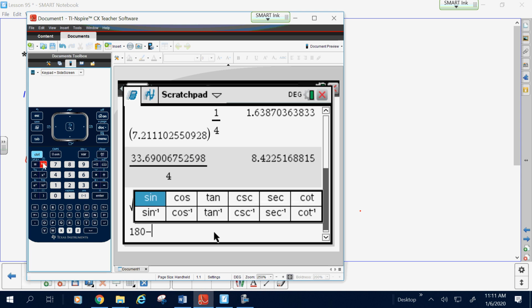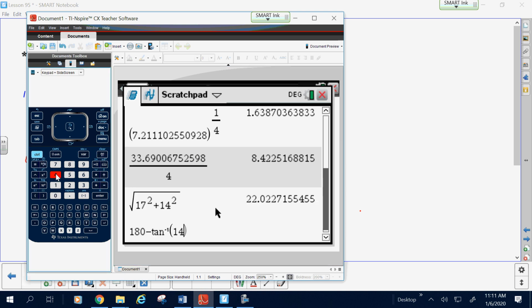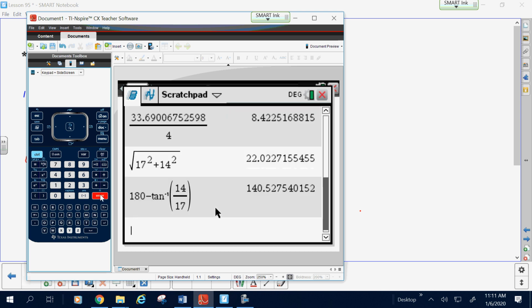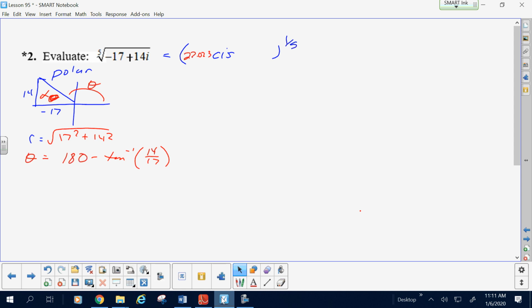Minus inverse tangent 14 divided by 17. Did you get 140.527, and does that make sense? Okay. So 140.527.